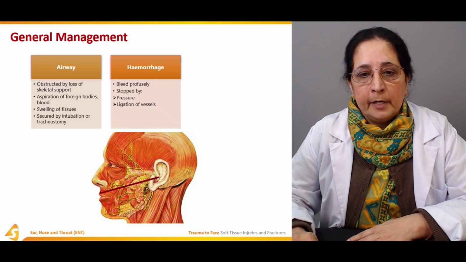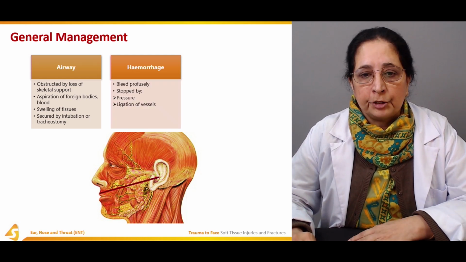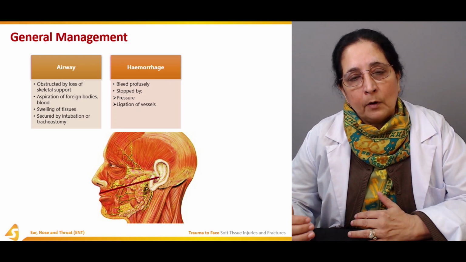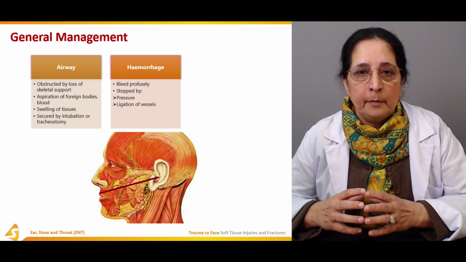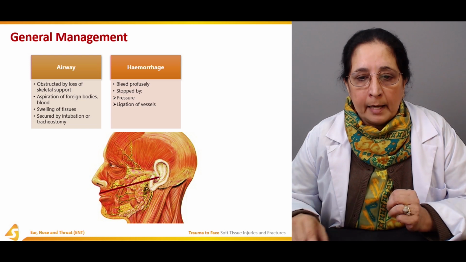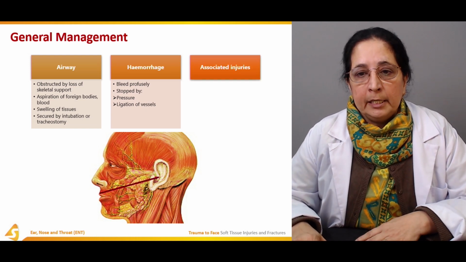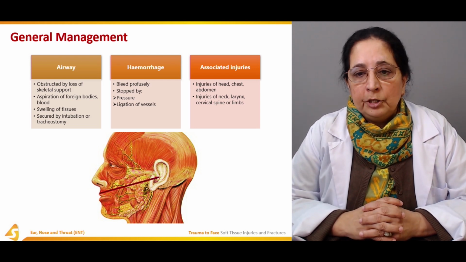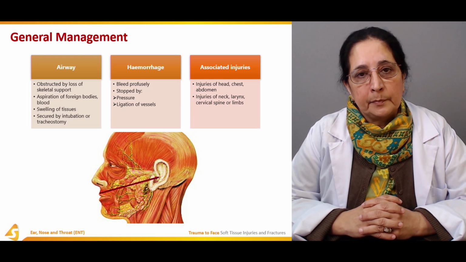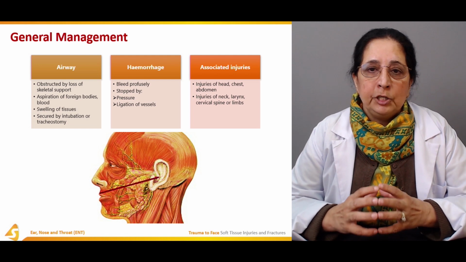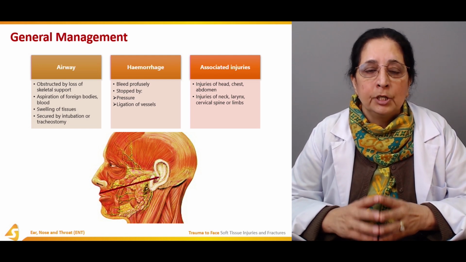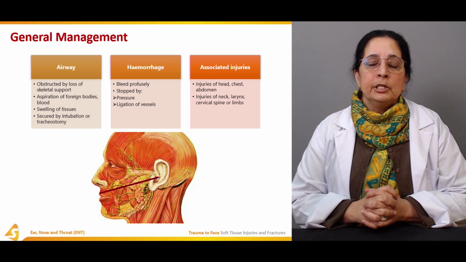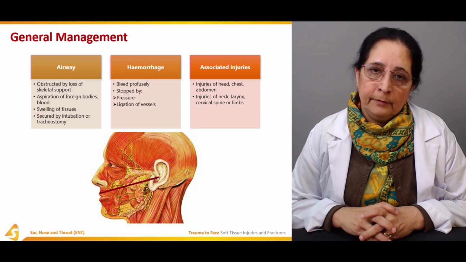Hemorrhage: if there is hemorrhage, it should be stopped by pressure or by ligation of the bleeding vessels. That's another very important point in the general management if there is bleeding. Then associated injuries: if there is injury to the head, chest, abdomen, neck, larynx, cervical spine, or limbs, all these injuries are treated and managed accordingly. So all these are the steps performed in the general management of the patient with trauma.